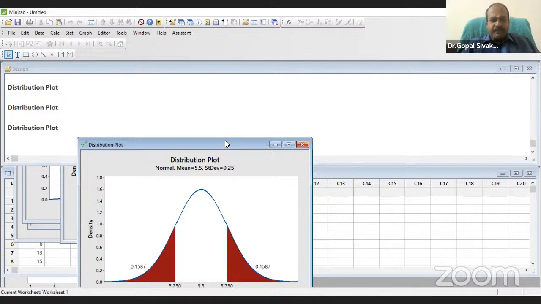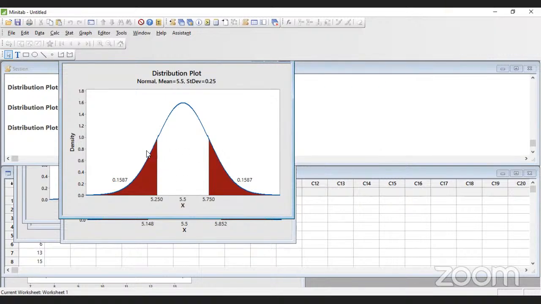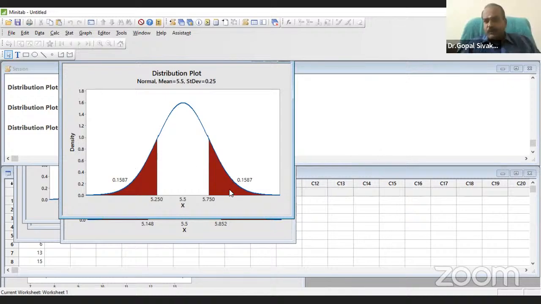Can you see here? Exactly 5.25 and 5.75 automatically coming out. Do you understand? Because the inner area is how much? 68%. Outer area we have given as 32. So if you know the probability, the x values can be determined. If you give the x value, probability can be determined.